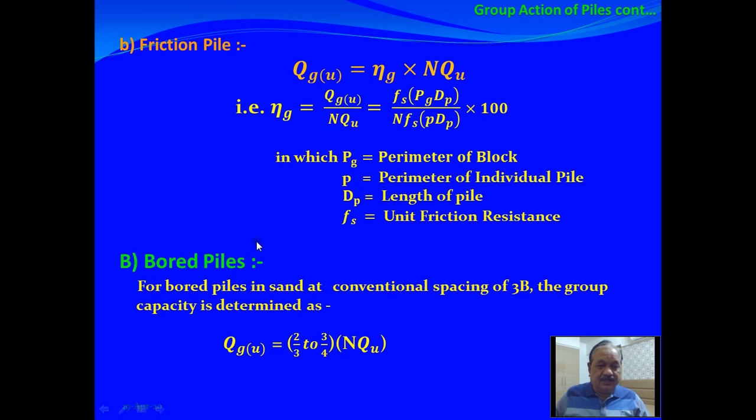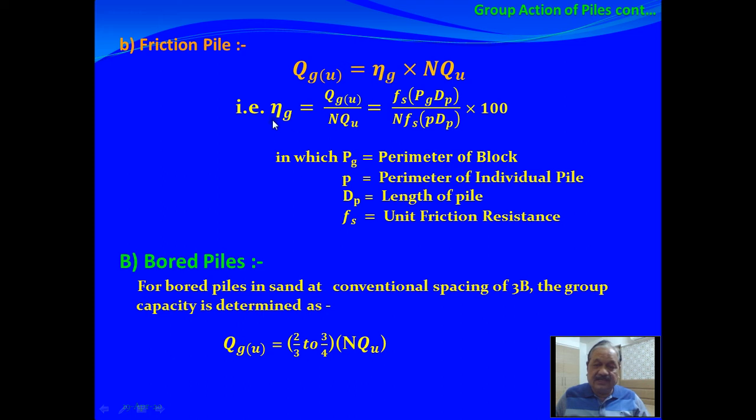Then the driven friction pile in sand and gravel. In that case, the formula for efficiency is used. We know the formula eta g is equal to Qgu by N Qu, and therefore Qgu is equal to eta g into N Qu, where eta g is determined.